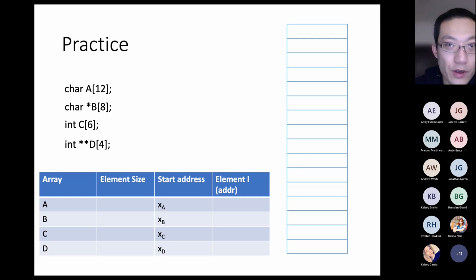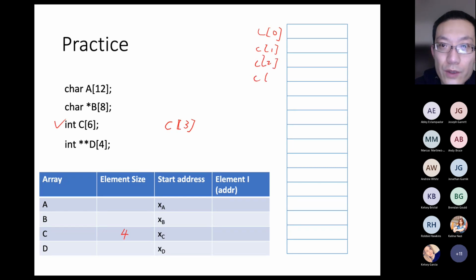Here is an example. Let's quickly review. Let's talk about the integer. For an integer, we first figure out what the element size is. That is the size of each element, and because it is an integer, the element size is 4. Let's say we want to look at C3. So this is C0, C1, C2, C3.